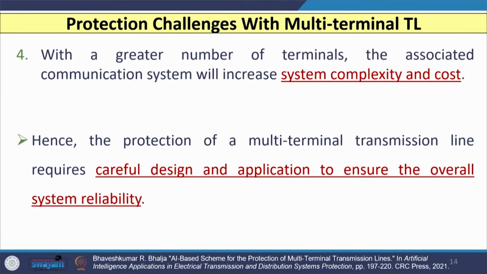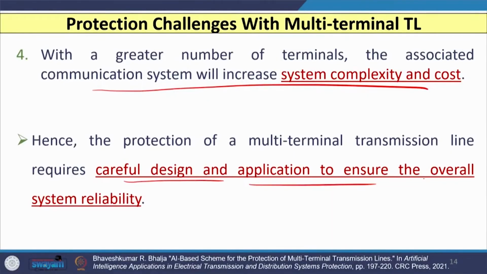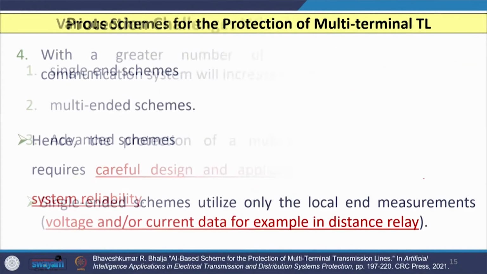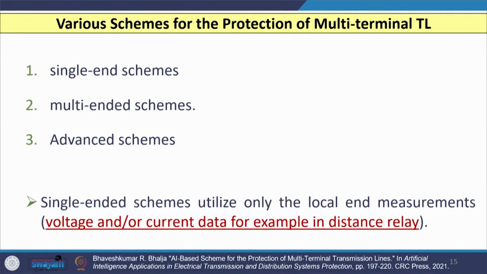With a greater number of terminals, the associated communication system will increase system complexity and cost. Hence, protection of multi terminal transmission line, whenever we carry it out, requires careful design and application to ensure overall system reliability. So, let us see what are the various schemes that are used for the protection of multi terminal transmission lines. Normally people use three schemes.